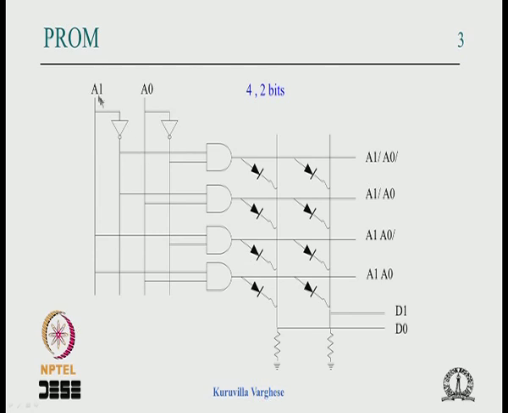Assume the input is 1 0, okay. When the input is 1 0, this AND gate is high 1 and this AND gate is low 0. Suppose there is no diode, there is a direct connection, then you can imagine what happens, there is a direct connection through the fuse, one output is 1, other output is 0.